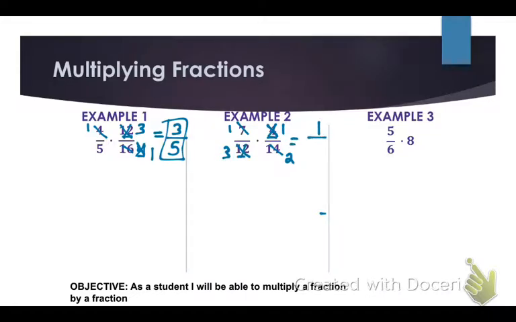Okay, we can go ahead and simplify across, multiply across. 1 times 1 is 1. 3 times 2 is 6. Our answer is 1/6. That's already simplified. I know it because there's a 1 at the top.